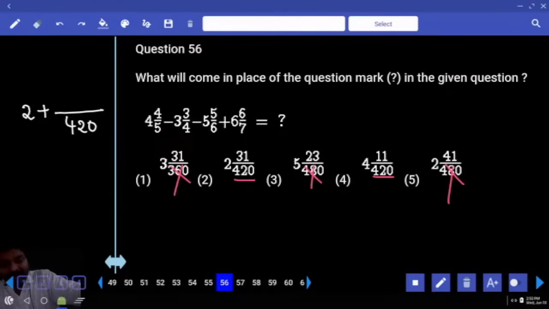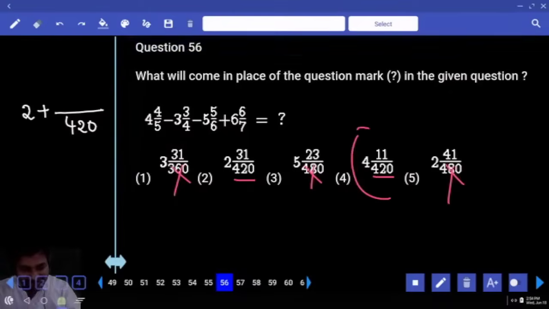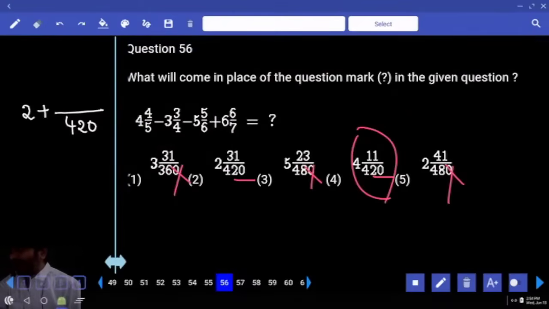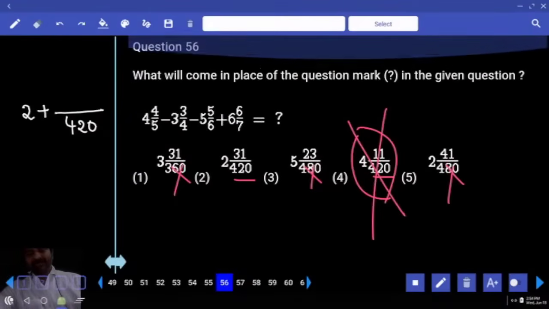Correct? Observe carefully. Can it be the fourth option? We have two positive fractions and two negative fractions. Using these four fractions, 2 positive, 2 negative, will you get 4 here? Is it technically possible? Close. Second final.